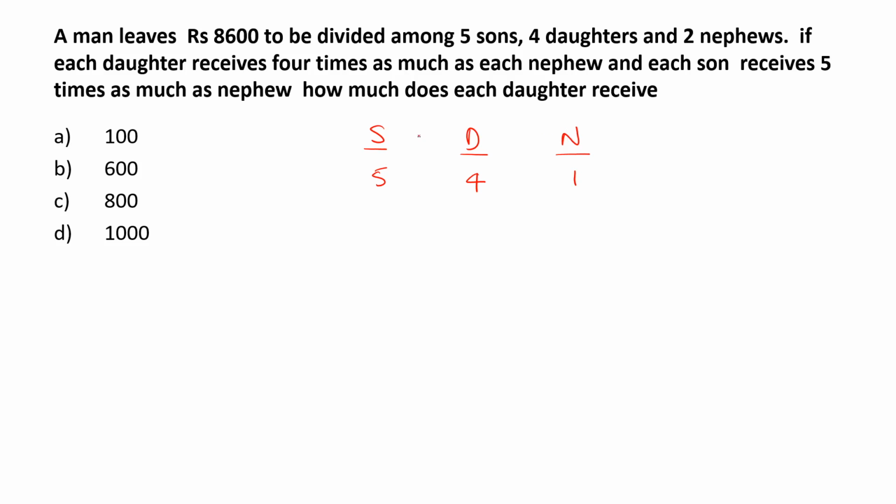Okay. We assume that each son is getting 5 rupees, but there are 5 sons. There are 4 daughters, and there are 2 nephews. Then the total amount would be 5 times 5, that is 25, plus 4 4s are 16, and 1 2 is 2. The total amount is nothing but 43 units. That 43 units is equal to 8600, and we need to find the amount each daughter is receiving.